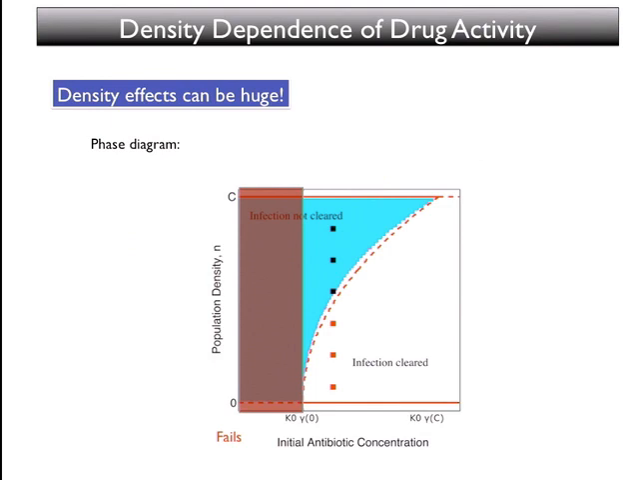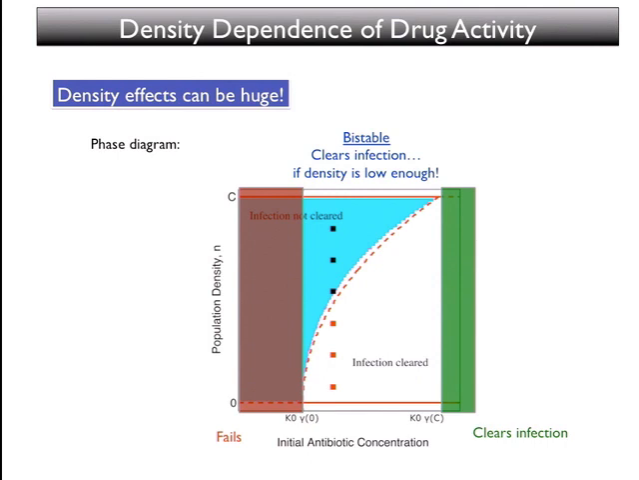So what you see here is if you start at very low drug concentrations, the infection's always cleared, right? Not surprising. And at very high drug, the infection is always cleared. But there's this interesting region in the middle where the result is bistable. So what that essentially means is if your population density is above some critical threshold, the treatment won't work, the population will survive. If it's below that threshold, the population will decay.